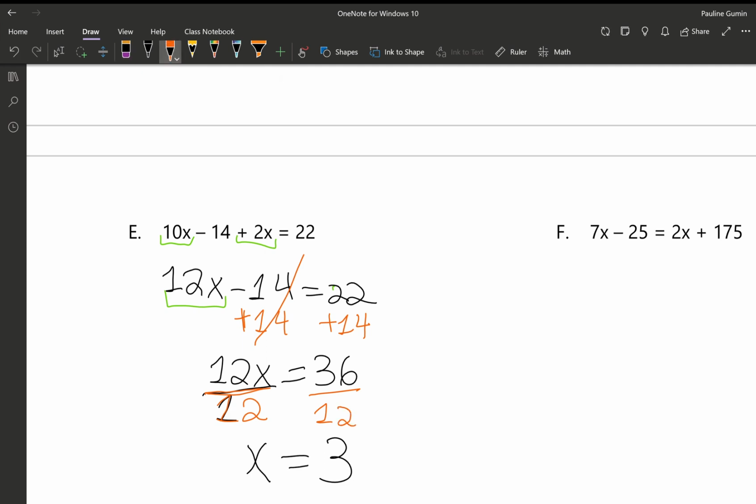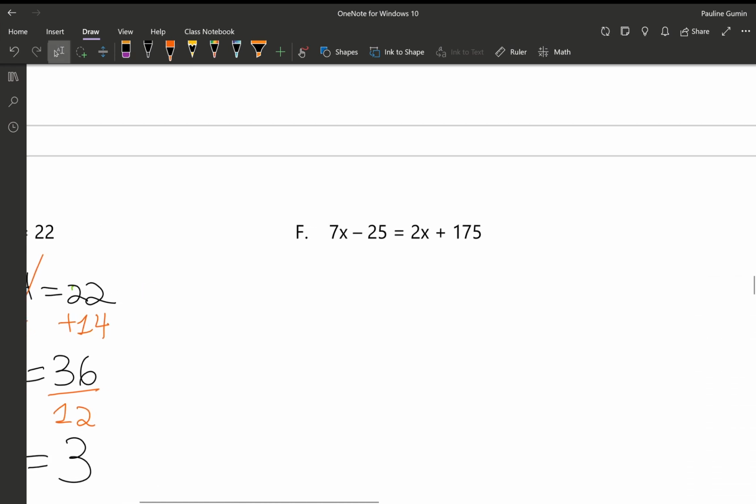Ah, beautiful. All right, let's do letter F. Letter F, I don't see any distributing or anything that I can combine on the same side, so I'm going to begin by subtracting 2x from both sides so that I have my x's on the same side. 7x minus 2x leaves us with 5x. The minus 25 I bring down, and the 175 is left over on the right side.